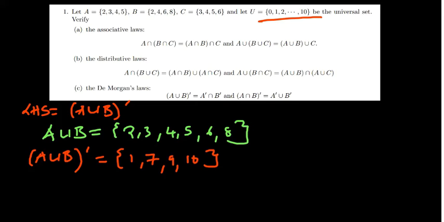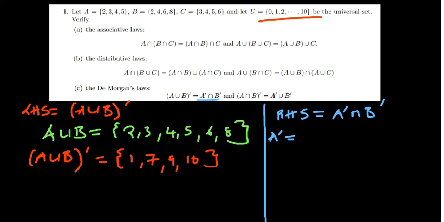We can quickly go to our right hand side. So for our right hand side, we have A complement intersection B complement. So I'll start with A complement. A complement means exclude set A from the inverse set. So in set A we have got 2 3 4 5. What remains in the inverse set? Of course 1 is missing, 2 3 4 5, and then 6 8.